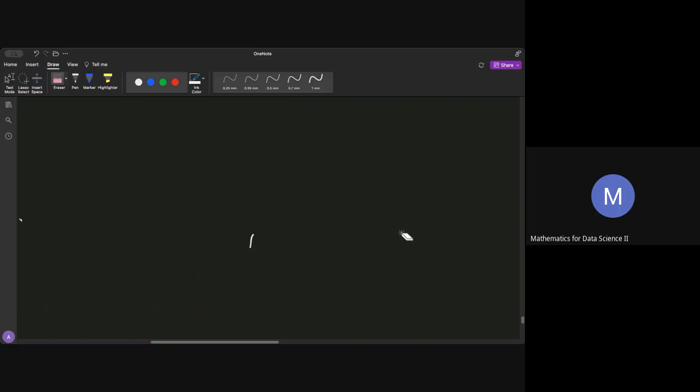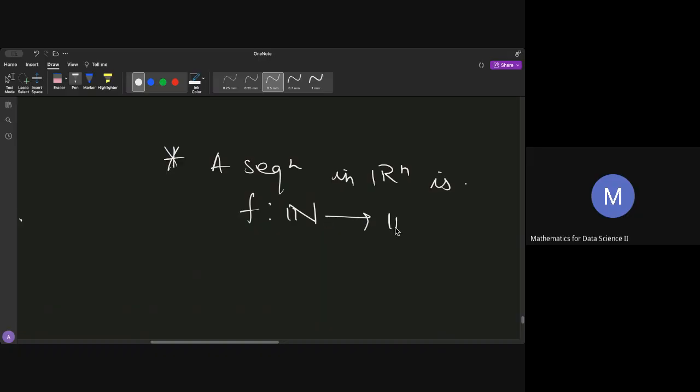Let me just write it clearly. A sequence in Rn, if you want a formal definition, is a function from N to Rn, right? That's how we used to define sequences there as well. That means you will have f1 here, some value from Rn, then f2 here, some value from Rn. That's a formal definition of a sequence in Rn.